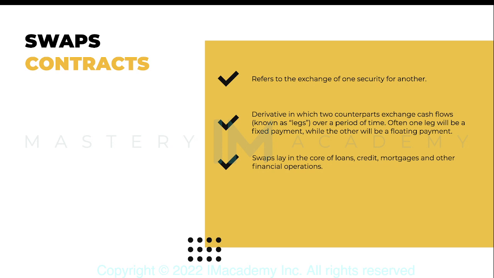It means what it sounds like, and swaps refer to the exchange of one security for another. So a swap contract is a derivative in which two counterparties exchange cash flows, which are known as legs, over a period of time. Often one leg will be a fixed payment while the other will be a floating payment. And I know it sounds a little bit complicated if you hear it for the first time, but don't worry, bear with me. I'm going to make it super easy and simple to understand.